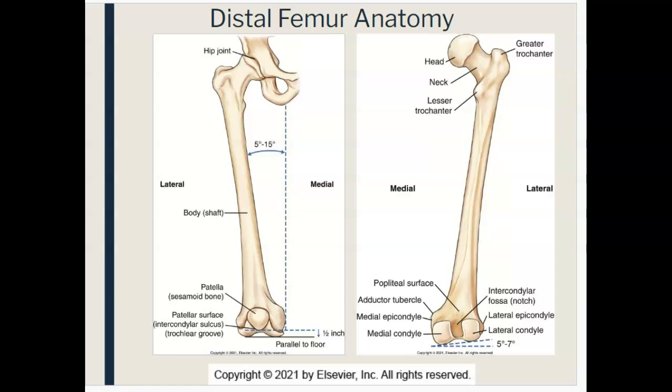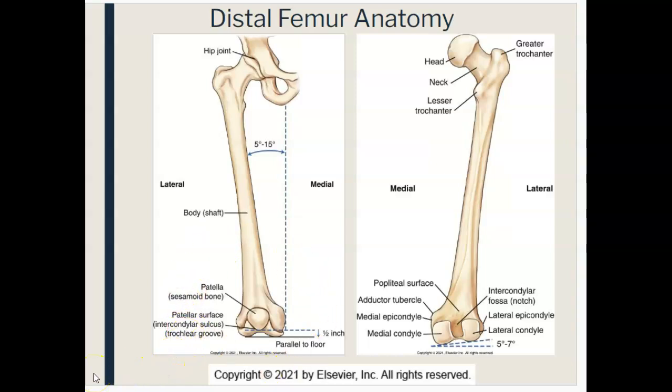So since we are only learning the knee in this module, we really only need to focus on the distal femur anatomy, which is going to be located here. All of this we will focus on in our next module. So starting out looking at more of the anterior portion of the distal femur.